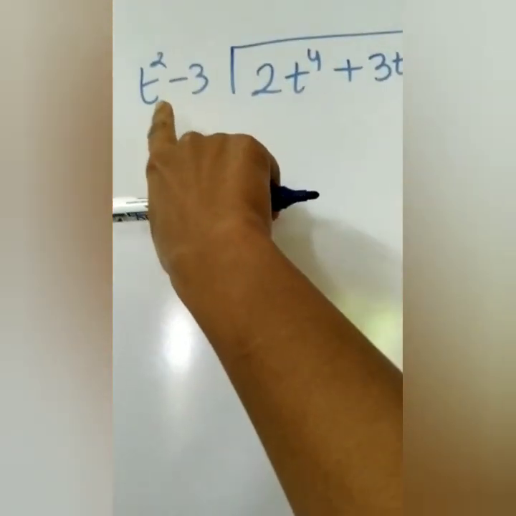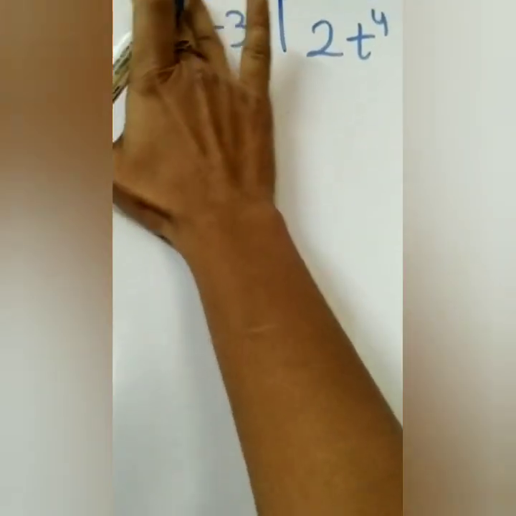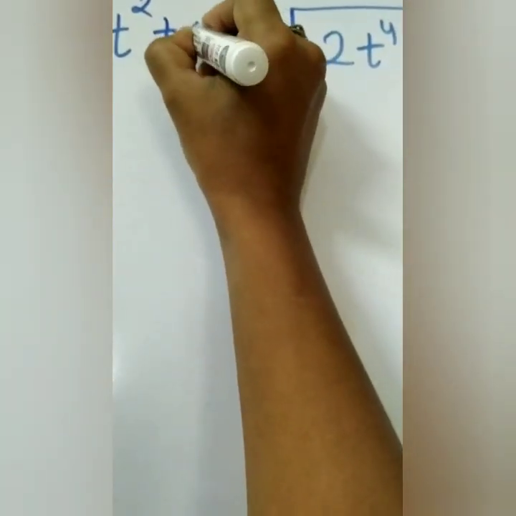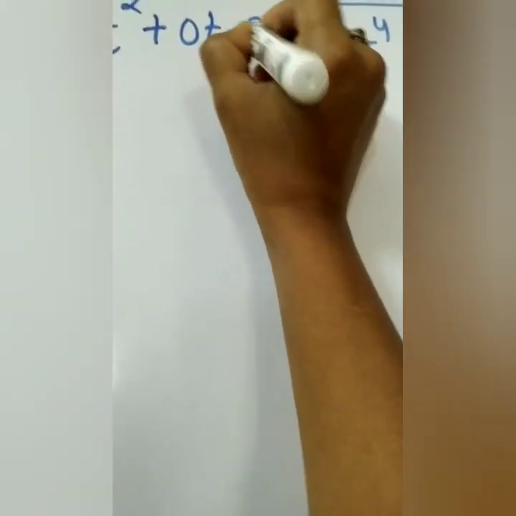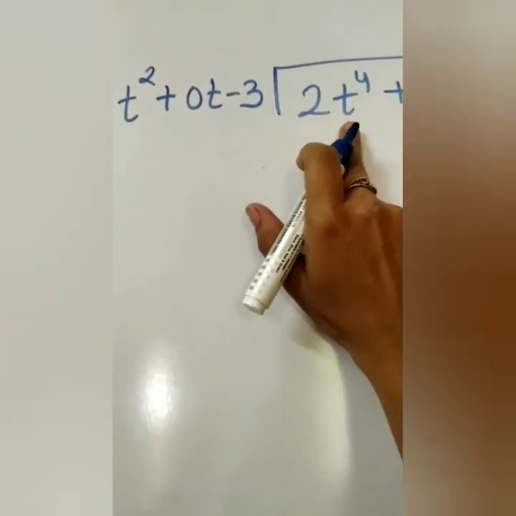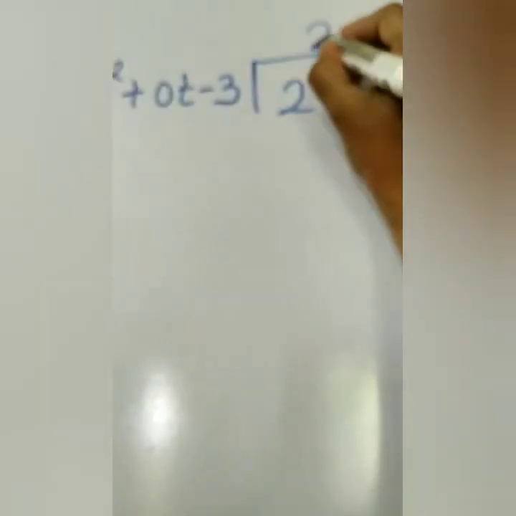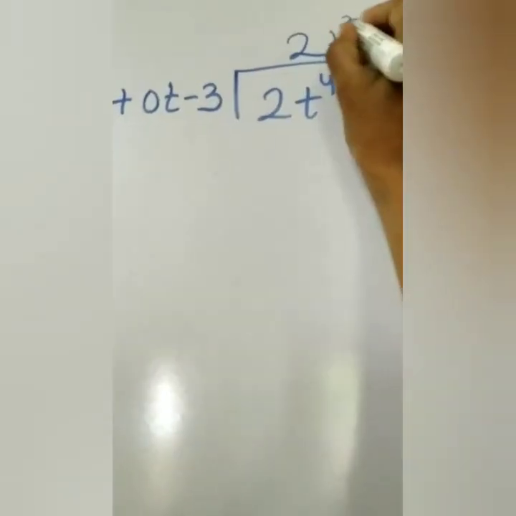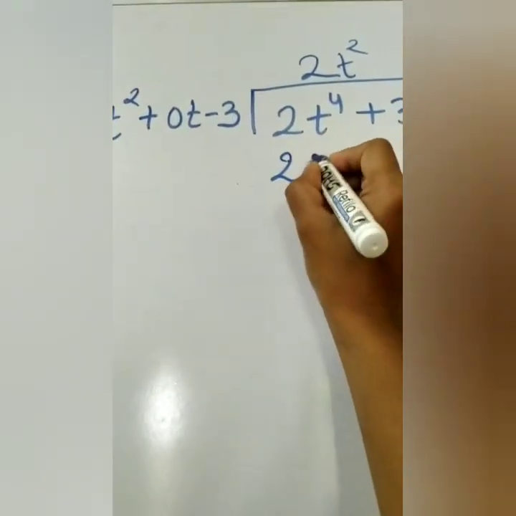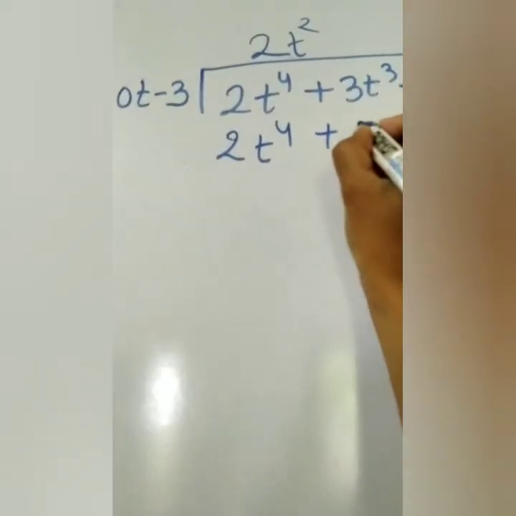So here we will check that it is not in arranged form, so first we will arrange it. Here we have to write t square, then we add 0t ourselves, and then minus 3 we write as it is. Now we want 2t raised to 4, which means t square as well as this 2, so we will multiply with 2t square. If we multiply it with 2t square, it will become 2t raised to 4. Here is plus and it is multiplying with 0.